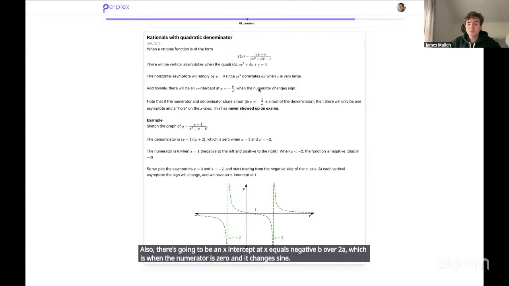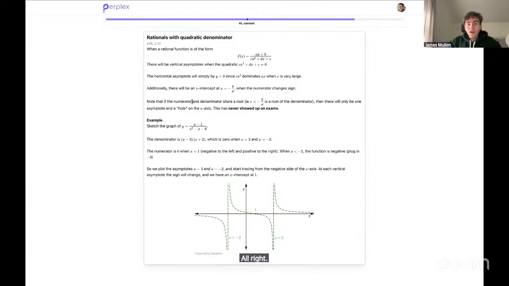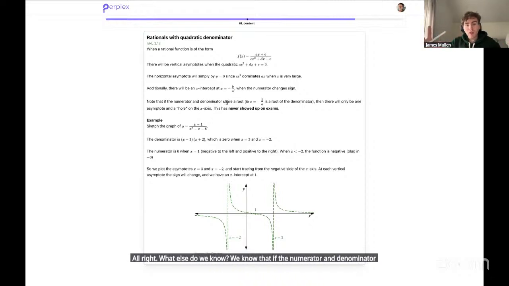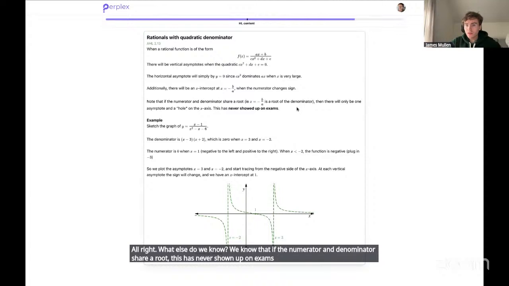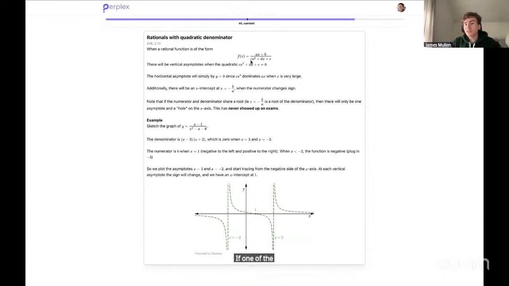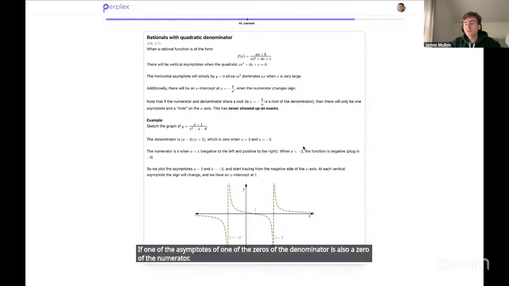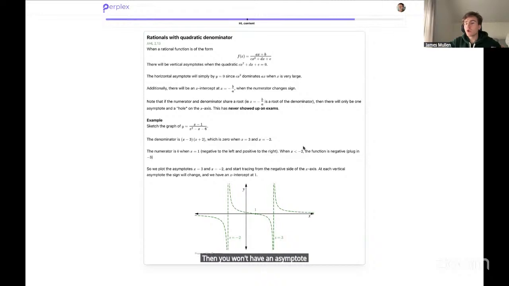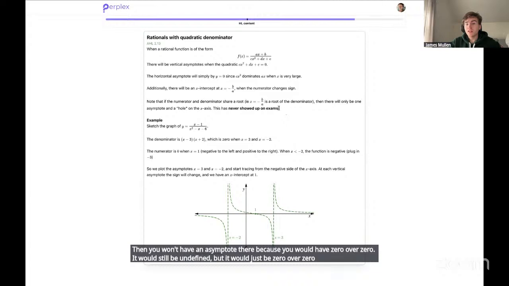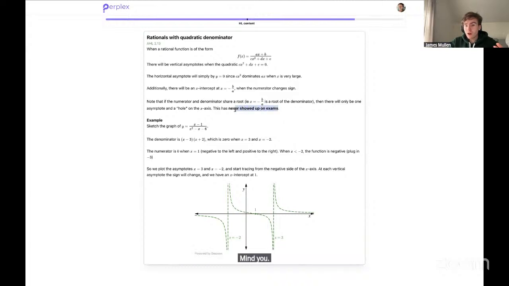All right? What else do we know? We know that if the numerator and denominator share a root, this has never shown up on exams, by the way, but in theory, I want you to know this. If one of the zeros of the denominator is also a 0 of the numerator, then you won't have an asymptote there because you would have 0 over 0. It would still be undefined, but it would just be 0 over 0 and not an asymptote. Mind you, it has never showed up on the exam.